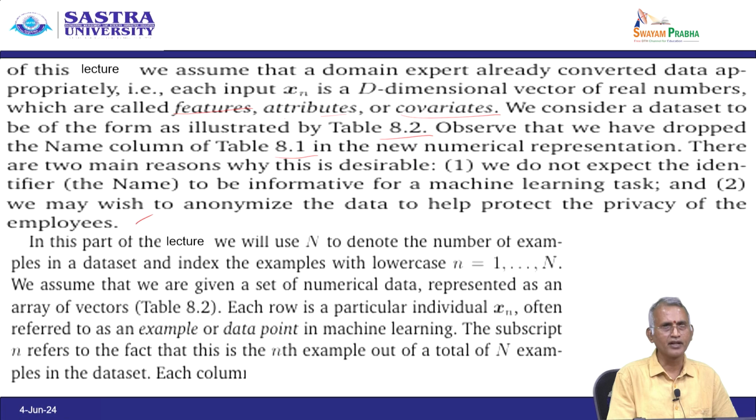In this part of the lecture we will use N to denote the number of examples in the data set, and index the examples with a lowercase n equal to 1 to N. We assume that we are given a set of numerical data represented as an array of vectors, and each row is a particular individual xn, often referred to as an example or data point in machine learning. The subscript n refers to the fact that this is the nth example out of the total N examples in the data set.